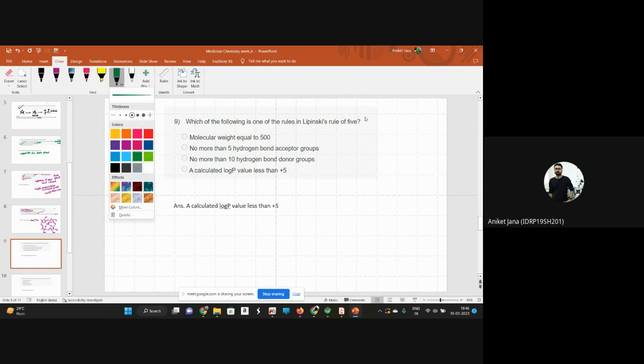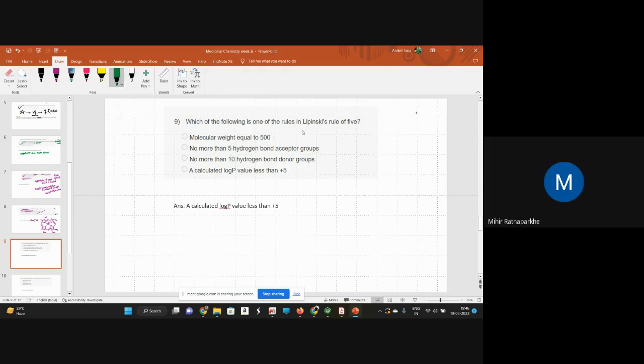So in our first statement, it is saying that the molecular weight is equal to 500. Is this true or false? True, sir.